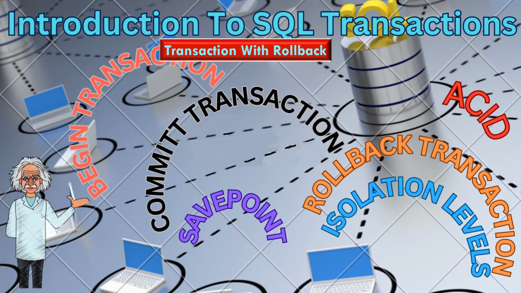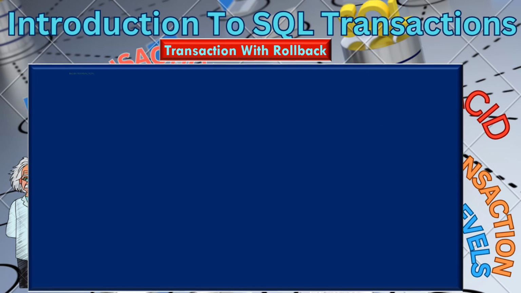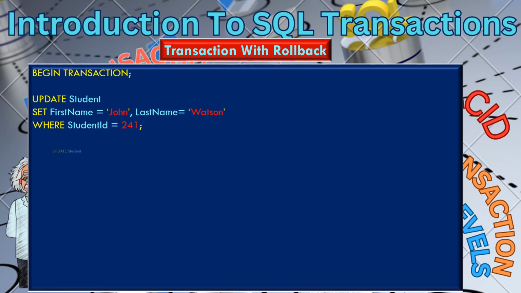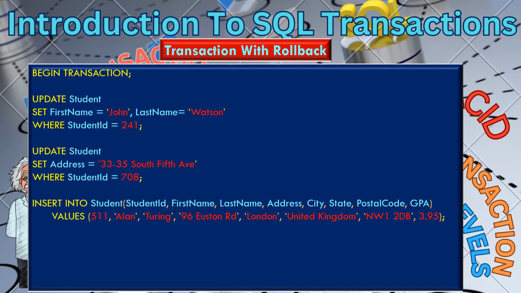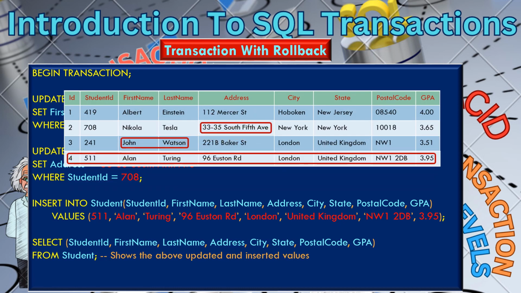In this example, we will show how a transaction works with a rollback. We will update some items and insert a row into the student table. Using this select statement, we can see the changes made from the above. Executing a rollback transaction will remove all of the above updated and inserted values.